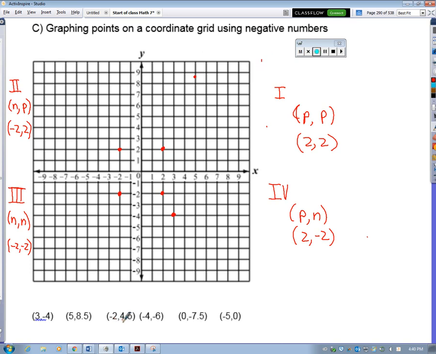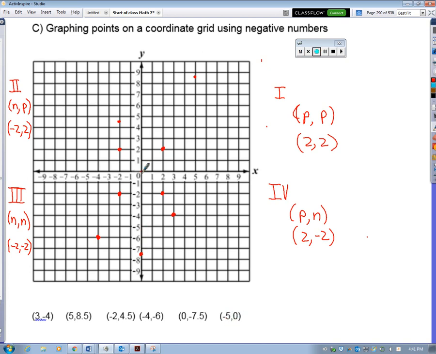Alright, let's take a look at the next one. We have -2, 4.5. I'm going to start at 0, go over to -2, and go up to 4.5. Again, we'll just put that halfway in between 4 and 5. I have -4, -6. Start at 0, over to -4, down to -6. Next, 0, -7.5. I'm here at 0. I'm not going to go anywhere this way because the x is 0. Then I'm going to go down to -7.5 right there.